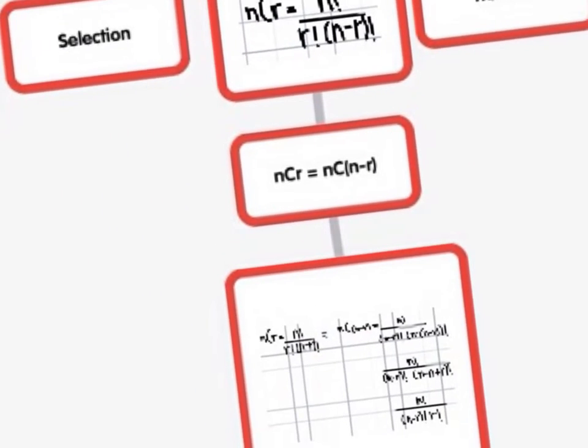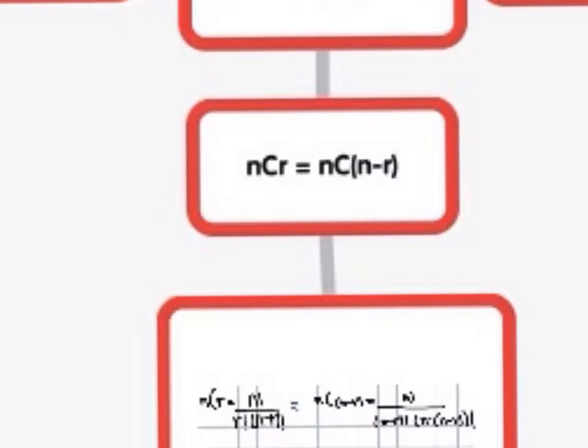Now, there is another way to write this, and it's the same. nCr is equal to nC(n minus r). Why is this equal? Let's see here. When you have this combination, you could see that it's n factorial over r factorial times (n minus r) factorial. So why would we say that they are equal?